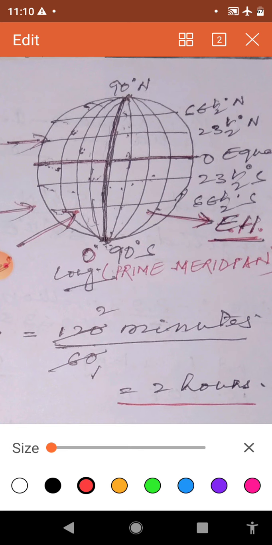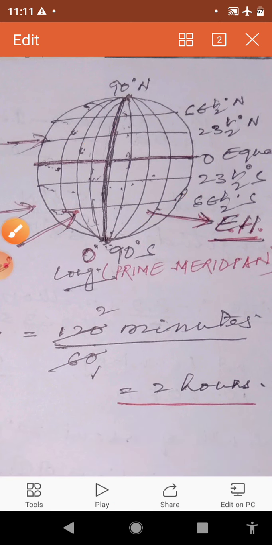You can see here some imaginary vertical lines which are joining the poles. So these imaginary vertical lines which are joining the North Pole and the South Pole are known as meridians of longitudes, or simply you can call them longitudes. Then there are some horizontal lines also. So these imaginary horizontal lines are known as latitudes, or if you want you can call them parallels of latitudes.